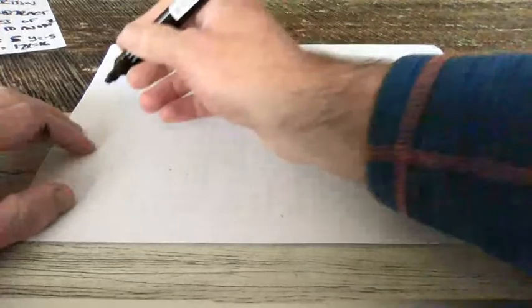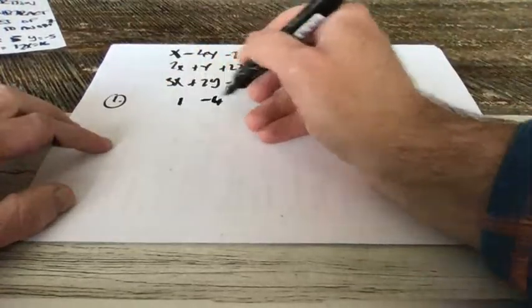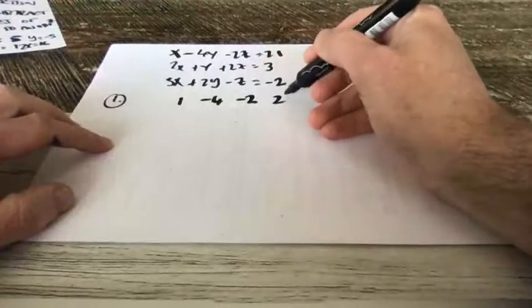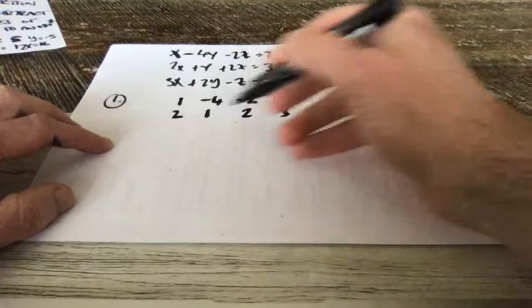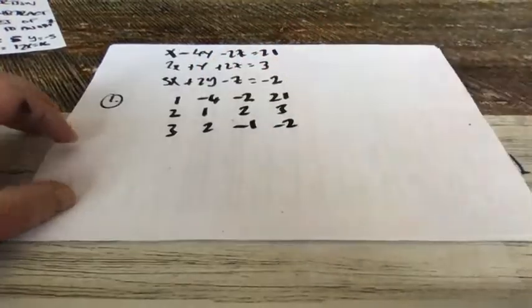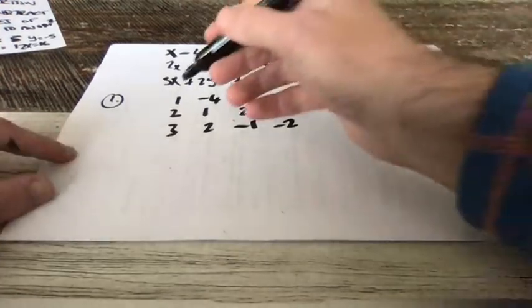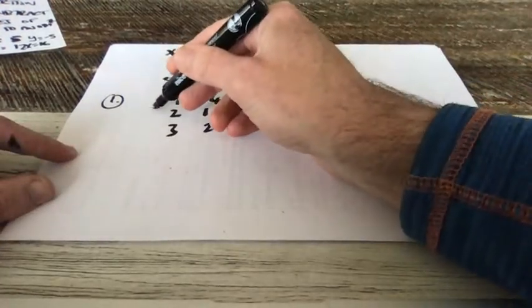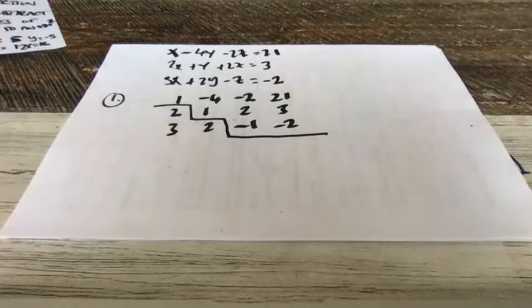Fine. So the first thing you do, guys, is you get your augmented matrix, which in this case is 1, minus 4, minus 2, and 21. And you get 2, 1, 2, and 3. And you get 3, 2, minus 1, and minus 2. Now, if you want to put square brackets around that, you knock yourselves out, go on and do it. But usually people don't. In this case, because you've got 3 equations and 3 unknowns, your step is a little bit more involved. So here's your step in this case.